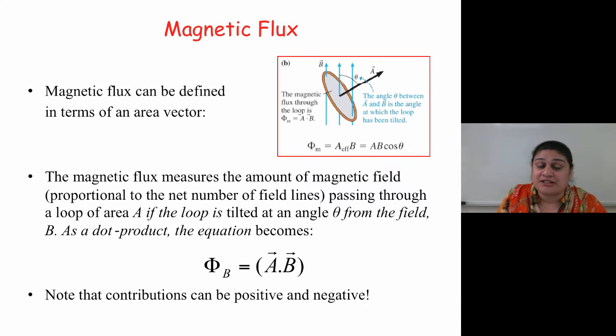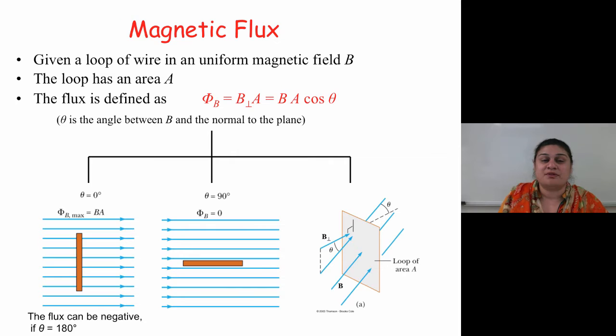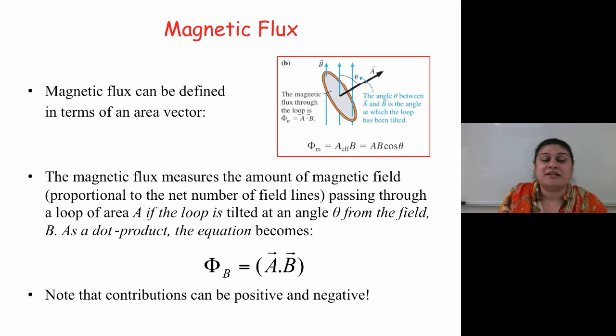The magnetic flux can be defined in terms of a unit vector area, as the magnetic flux measures the amount of magnetic field proportional to the net number of field lines passing through the loop area if the loop is tilted at an angle theta from the field B. As a dot product, the equation can be written as magnetic flux equals A dot B. Please note that the flux contributions can either be positive or negative depending on the direction.